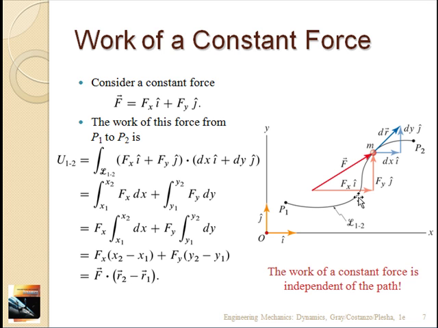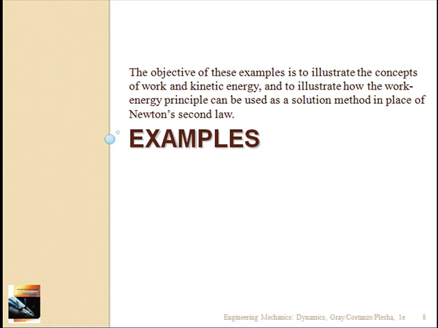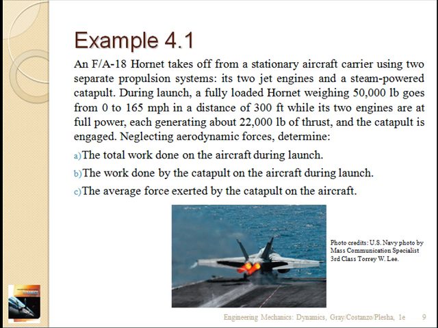vector, right? So if point 1 is here, we'd have some vector r1 here. Point 2 is here, we'd have some vector r2 here, and r2 minus r1 is the vector going from point 1 to point 2. Okay, so it's independent of the path, right? If the force is constant, the work done is just that force dotted with the vector from the initial point to the final point, independent of the path. So let's look at some examples.